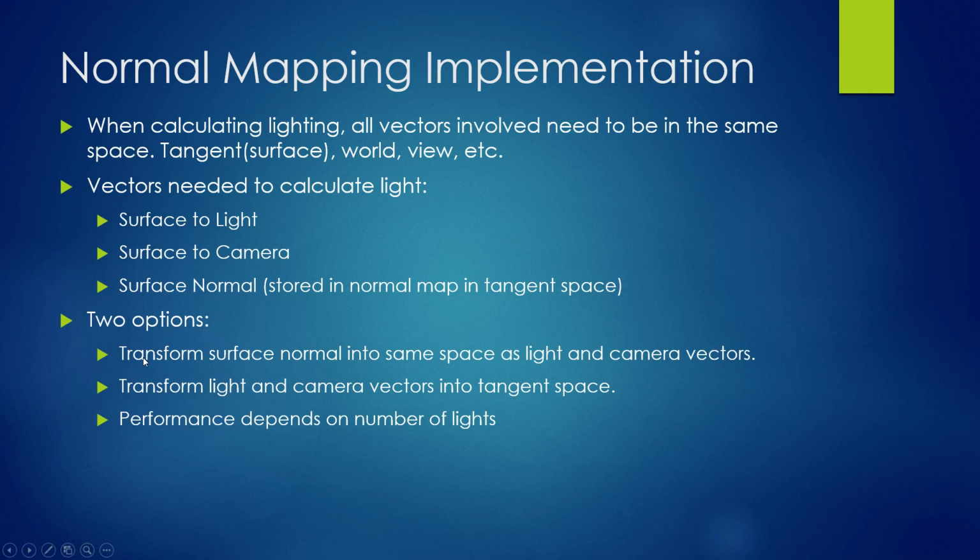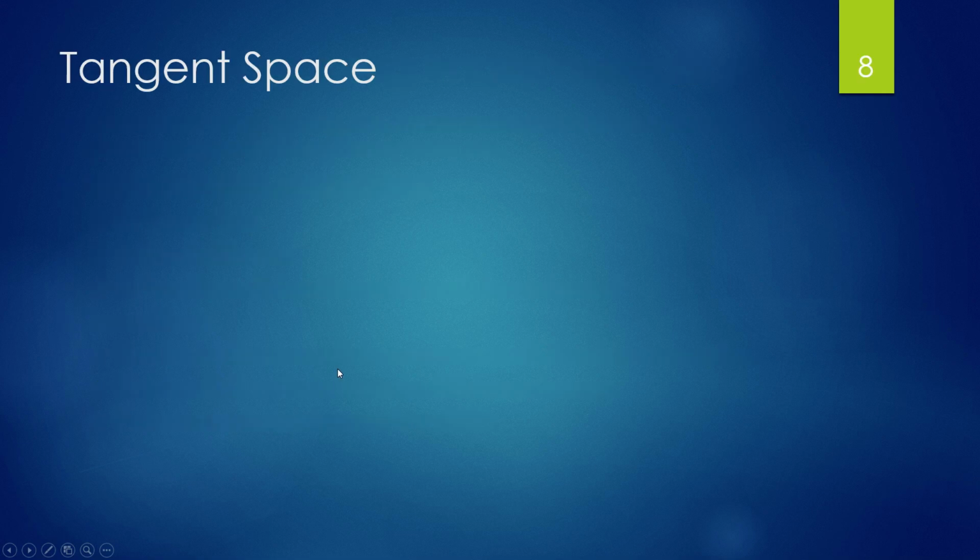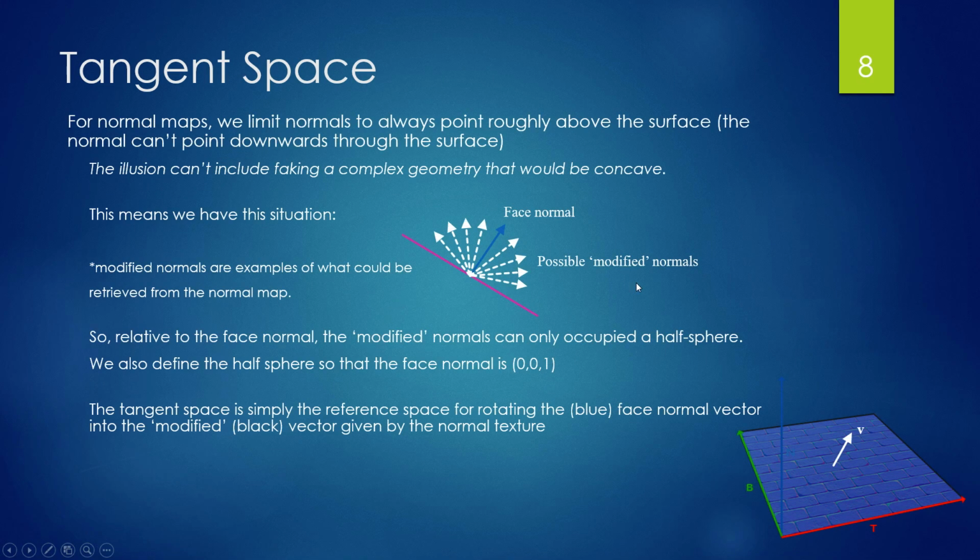So we have two options here. We can either transform the surface normal into the same space as the light and camera vectors, or we can transform the light and the camera vectors into tangent space or surface space, which is the space that our extracted normal from the normal map is in. There are some performance considerations, depending on the number of lights and number of vertices and everything, but those are our two options. So let's talk about tangent space now, the surface local space.